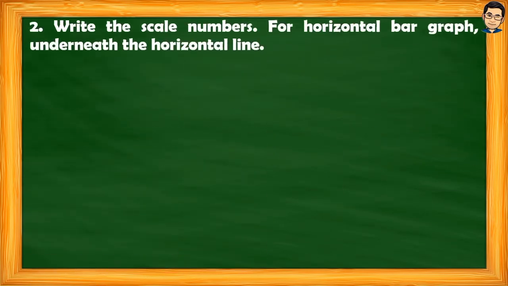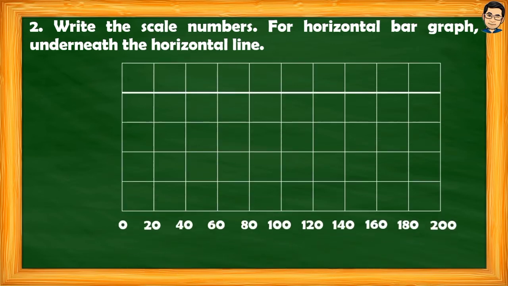So next step, we have write the scale numbers. Since it's a horizontal bar graph, we will write the scale numbers underneath the horizontal line. So there are our scale numbers. As you can see, our scale is 20. So 0, 20, 40, 60, up to 200.